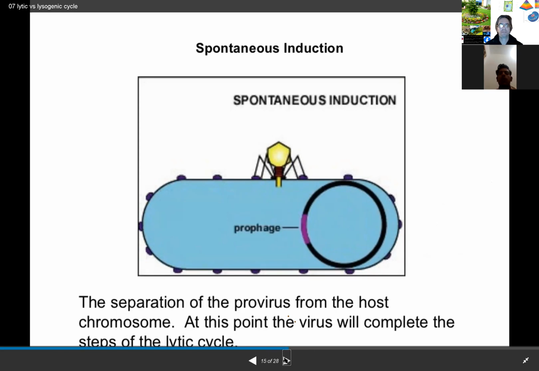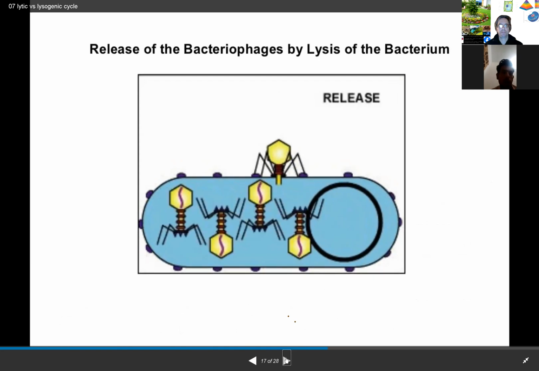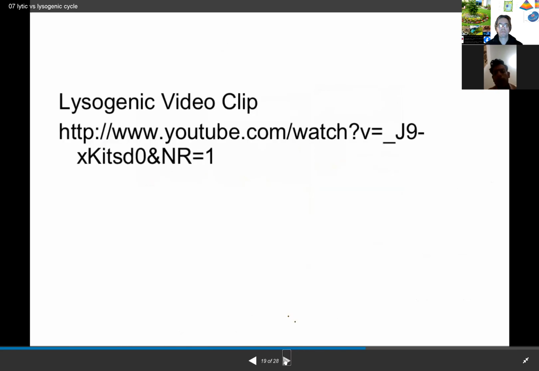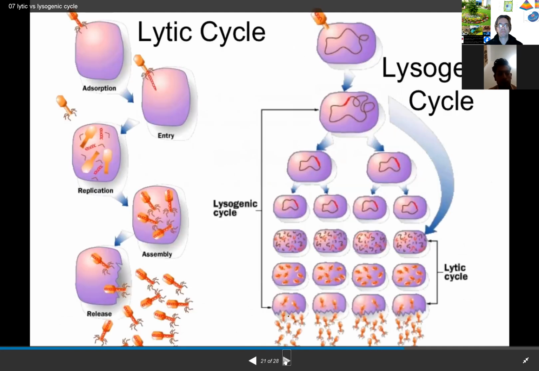So we have discussed two types of life cycle here. One is called the lytic life cycle, and the other one is called the lysogenic life cycle. And also we have discussed the structure of a bacteriophage. So this is enough for today's lecture. And at the last we will discuss the summary of the structure of bacteriophage, lytic life cycle and lysogenic life cycle.